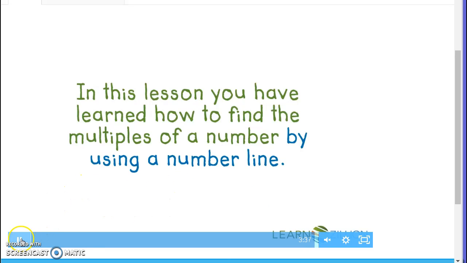So in this lesson, you have learned how to find the multiples of a number by using a number line. Again, you don't need the number line. It was just a visual. So it's really the skip counting. You start at that number, skip count by that number, and all the numbers you land on are the multiples.